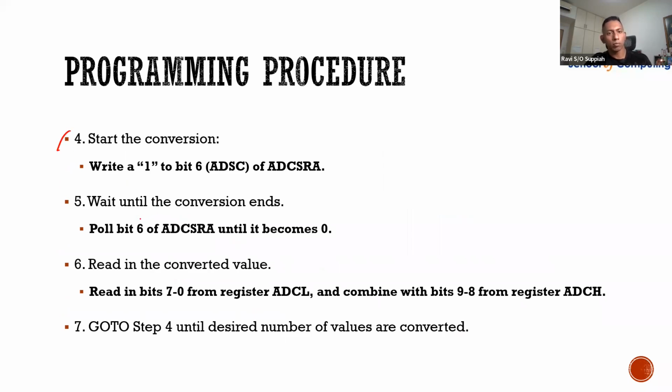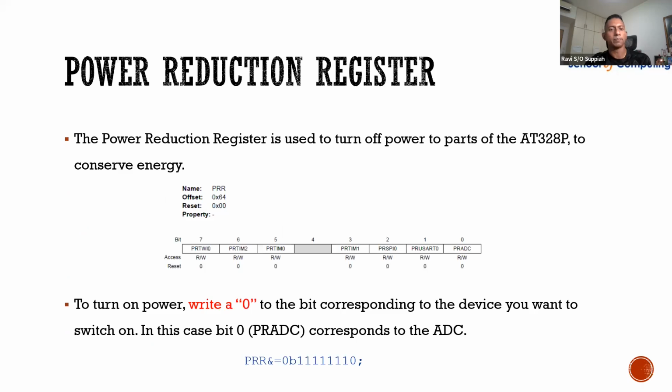Once the setup is done correctly, we can start the conversion. Once we start the conversion, we have to wait. We need to give it some time to complete the conversion. Once that is done, we need to read in the converted value. This is basically the entire sequence for one sample. If you want to take continuous samples, you just go to step 4 and repeat it again. Now let's go into the details of all these steps that we just saw.